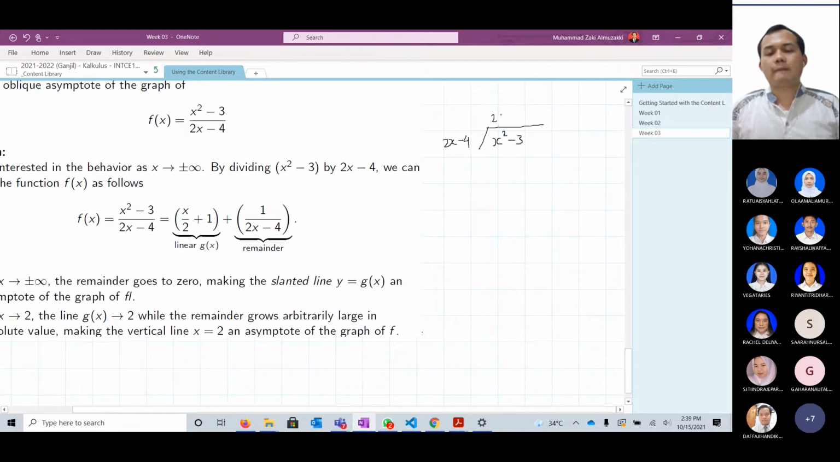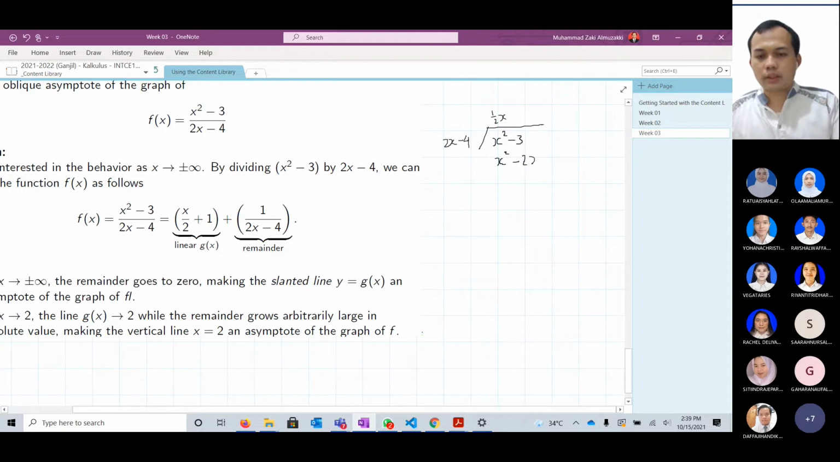Here we have half of x. And if we multiply half of x by 2x minus 4, we have x squared minus 2x. Jadi kita mau membagi x kuadrat min 3 dengan 2x min 4. Cara membaginya gimana? Kita bagi dulu x kuadratnya. X kuadrat dibagi 2x min 4, ya. Kita ambil setengah x.